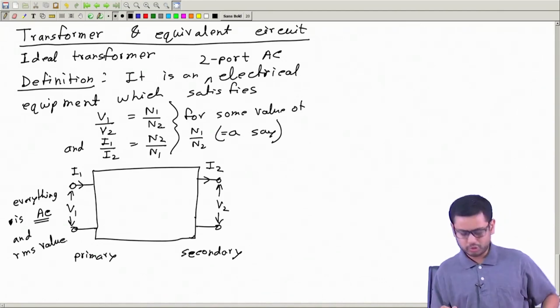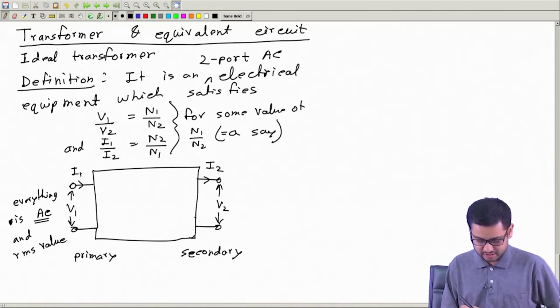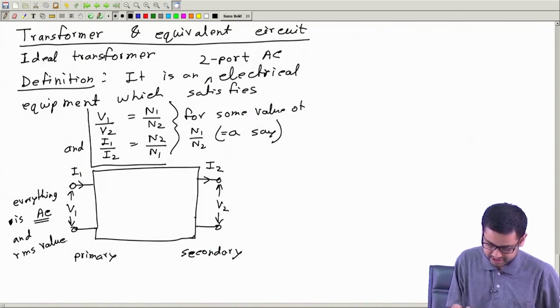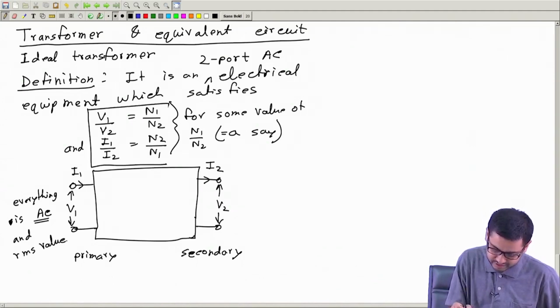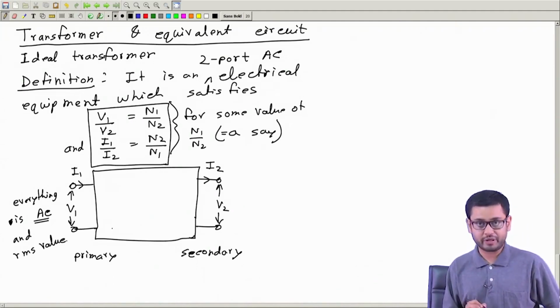This is also true in terms of peak value, but in general, you can think of this as the RMS value. So if we have such an equipment, we call this an ideal transformer. If any equipment whatsoever has two ports where we have two voltages V1 and V2, two currents I1 and I2, and if this relationship is true, then we call this an ideal transformer.